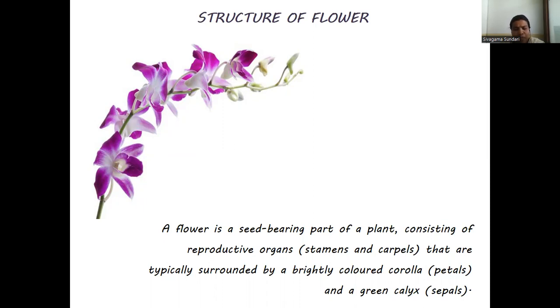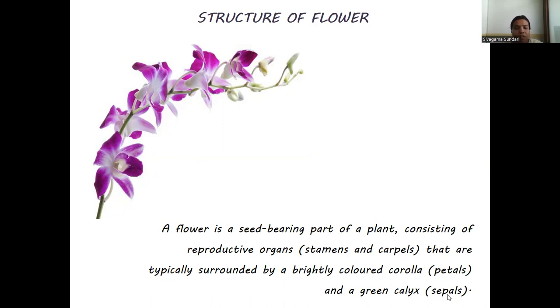Fertilization happens when the pollen grain with the pollen tube, the male germ cell, fuses with the female reproductive organ. So there the pollination and fertilization happen. So a flower is commonly called the seed-bearing part of the plant. Once after fertilization, the ovule in the female reproductive part changes into a seed, and the ovary slowly changes into a fruit, the fleshy part. So a flower is the seed-bearing part of the plant, consisting of reproductive organs, that is, stamen, the male reproductive organ, and carpel, the female reproductive organ, that are typically surrounded by a brightly colored corolla. Corolla, otherwise called petals, with a green calyx.